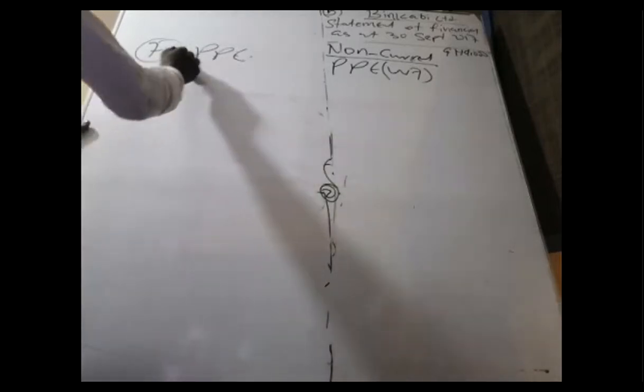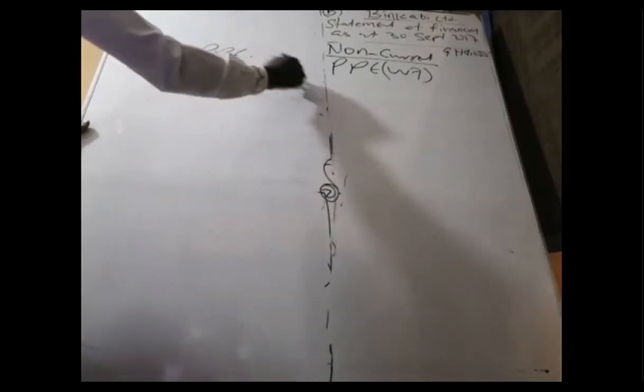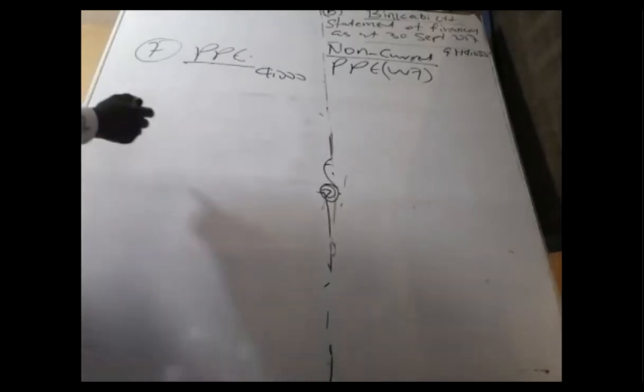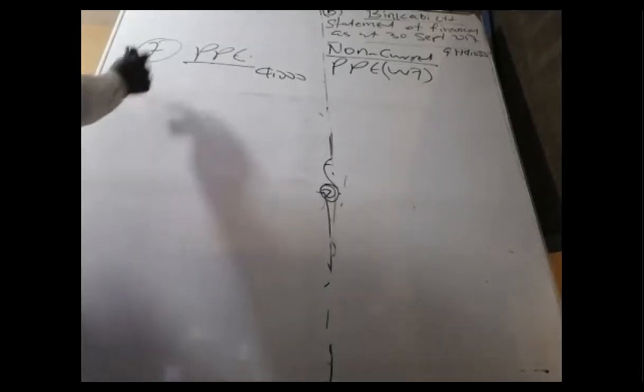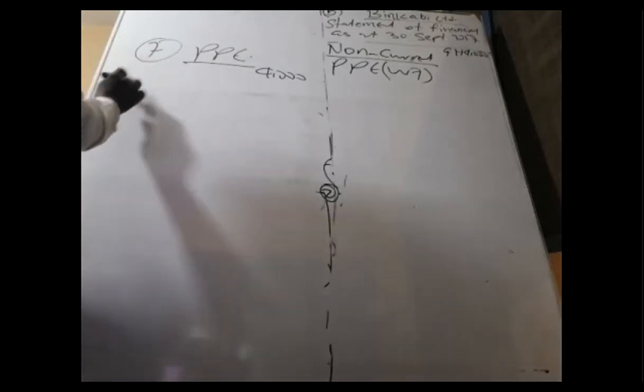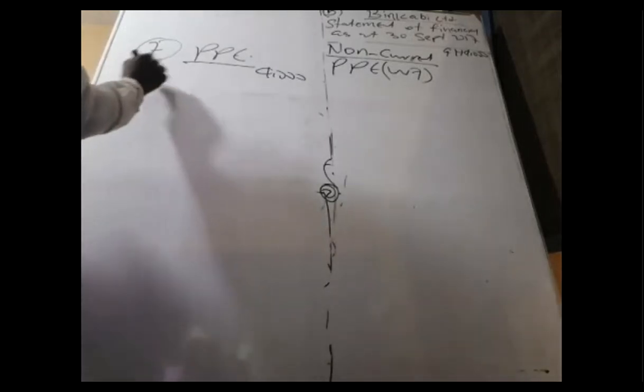Now this PPE, I can just perform the workings. Put the figure here in thousands. Don't do the comprehensive PPE schedule. Just do the smart way, a short PPE schedule. First, what do you do? Enter the examiner's order. The first asset on the list is property, so freehold property.